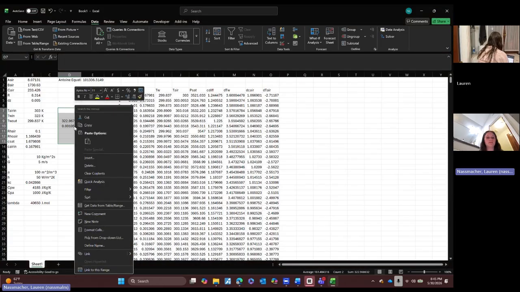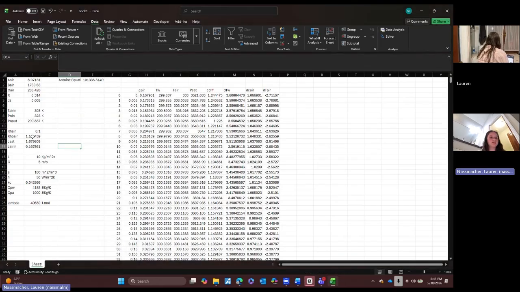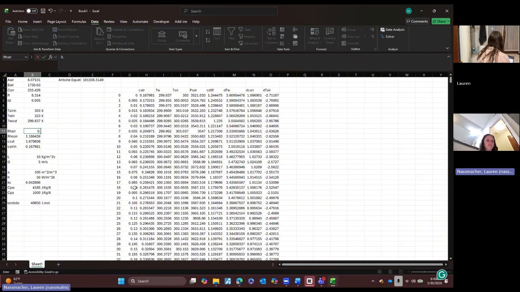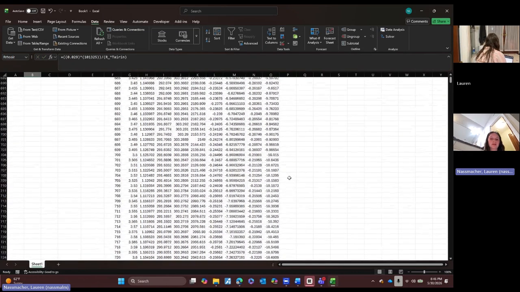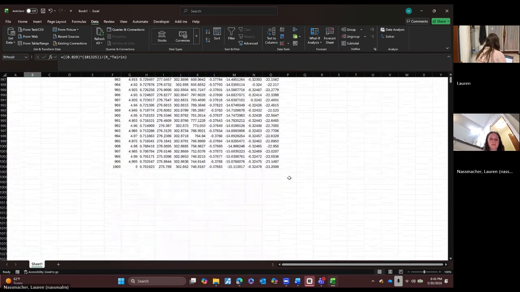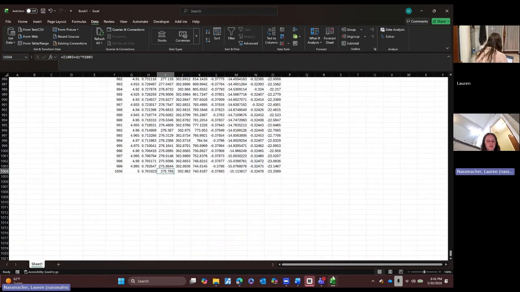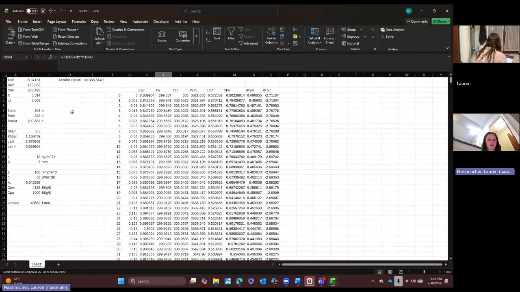All right, so now let's say we want our concentration of air to be 0.5, right? If we change that and scroll all the way down, we can see there's a slight change. So it's lower. What we want to do is take that value and again use a solver.